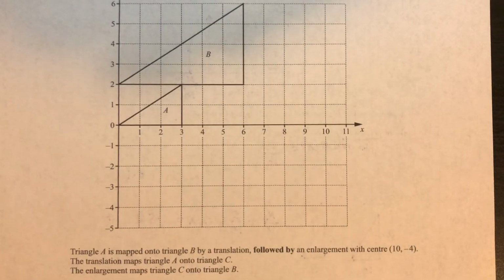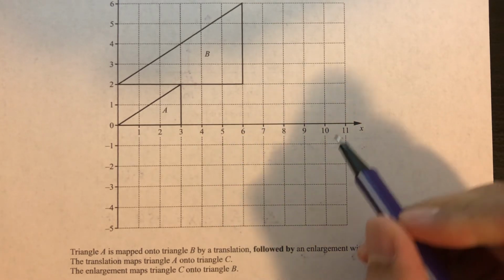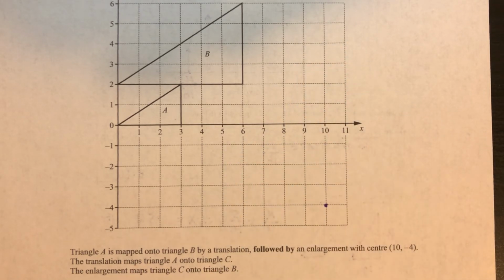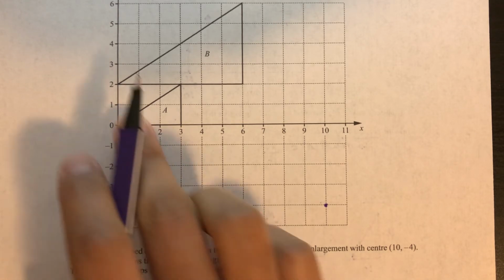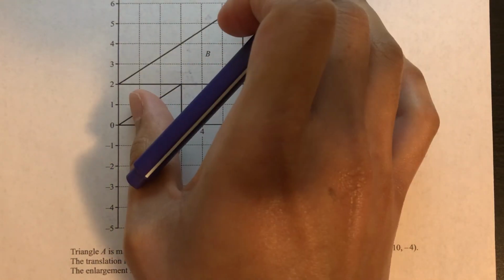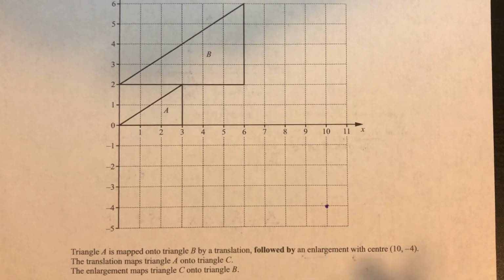Question number 24. Triangle A is mapped onto triangle B by a translation, followed by an enlargement with center (10, minus 4). Center (10, minus 4), 10 is here, minus 4 is here. That's the center. So the translation maps A onto triangle C, then the enlargement maps C onto triangle B. So what happened was A was translated into a triangle first, and then C was enlarged into B. So there were two transformations that happened to A to get B.